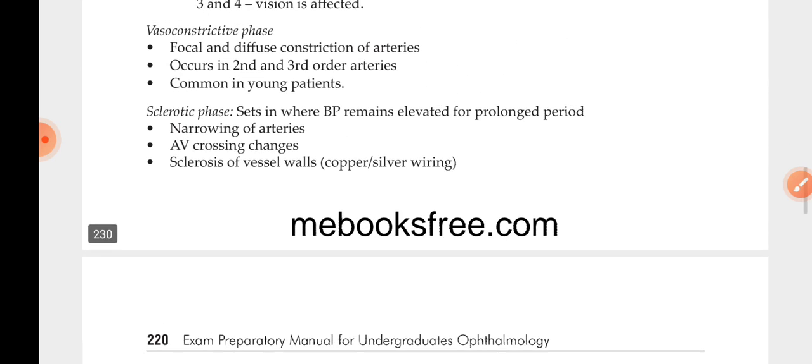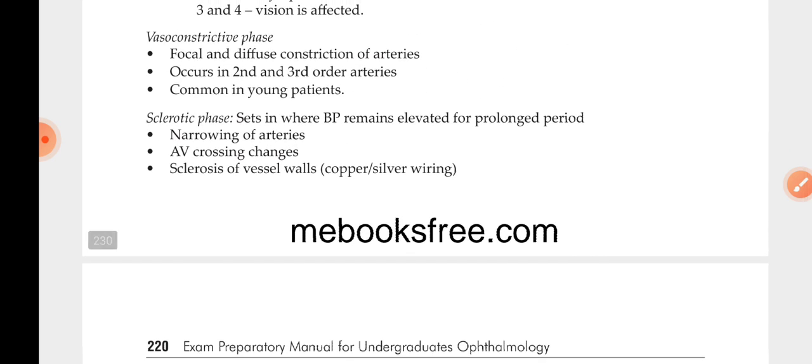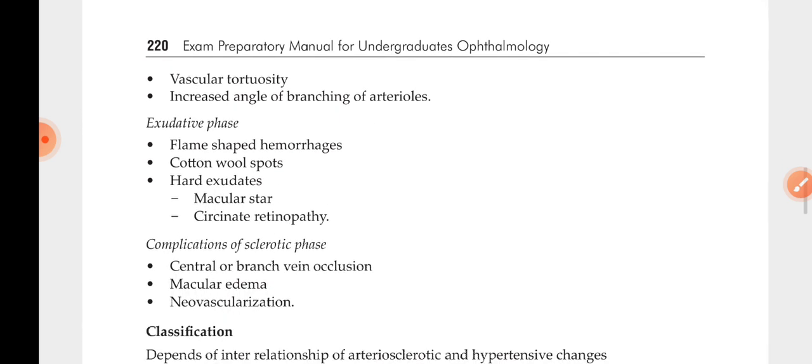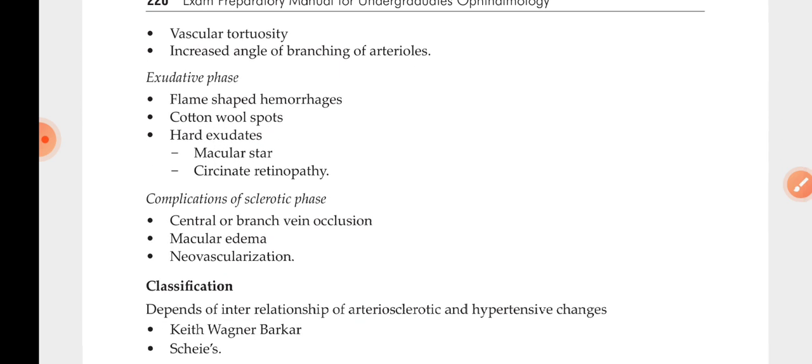Once again, in the vasoconstrictive phase, there will be focal and diffuse constriction of arteries, most commonly second and third order arteries, common in young patients. In the sclerotic phase, there will be sclerosis, arteriovenous crossing changes, narrowing of the arteries, copper wiring and silver wiring, and increased angle of branching of the arterioles. In the exudative phase, flame-shaped hemorrhages, cotton wool spots, hard exudates, macular star and circinate retinopathy. In complications, central or branch vein occlusion, macular edema, neovascularization.